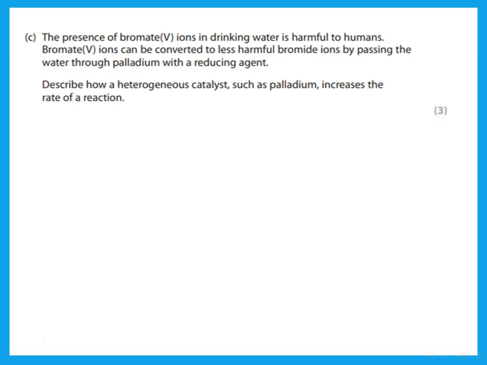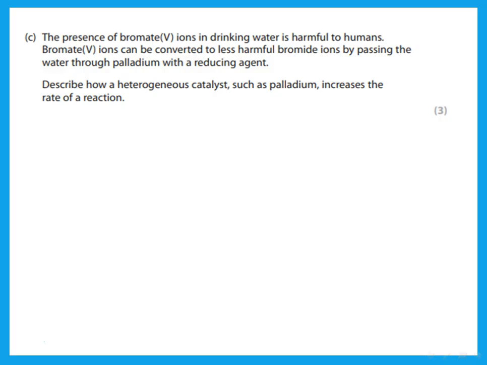The presence of bromate ions in drinking water is harmful to humans. Bromate ions can be converted to less harmful bromide ions by passing the water through palladium with a reducing agent. Describe how a heterogeneous catalyst, such as palladium, increases the rate of reaction.